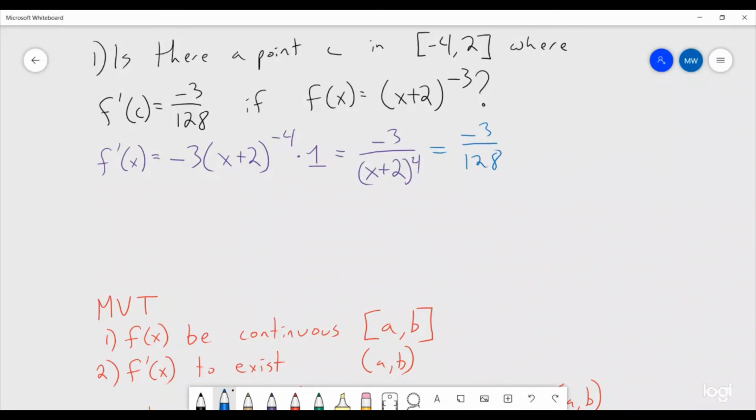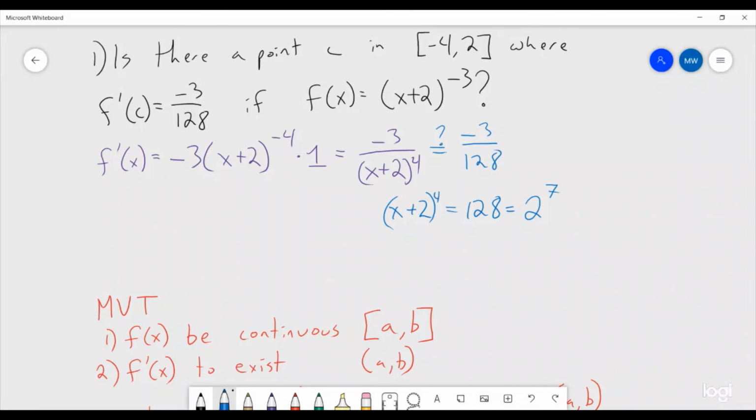Well, this means that we need (x+2) to the 4th to be equal to 128, so let's figure out the power of 2 that is. That's 2, 4, 8, 16, 32, 64, 128. That is 2 to the 7th.